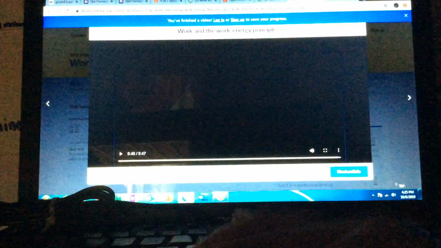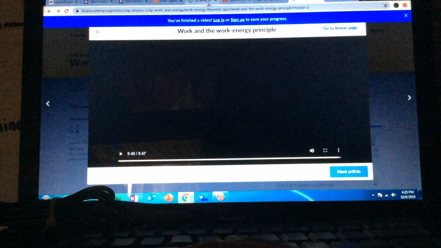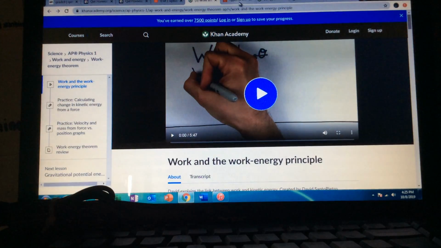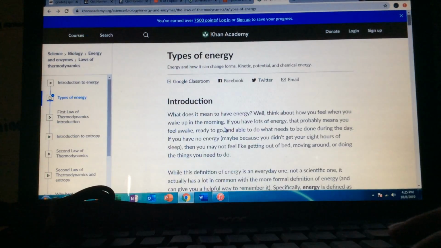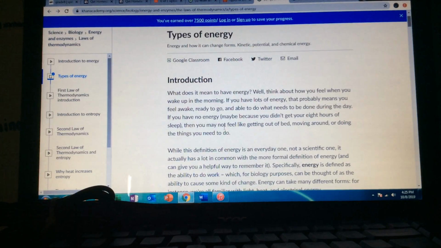Okay, now let's talk about energy. So there are also types of energy. First, what does it mean to have energy? Well, think about how you feel when you wake up in the morning. If you have lots of energy, that probably means you feel awake, ready to go, and able to do what needs to be done during the day. If you have no energy, then you maybe do not feel like getting out of bed, moving around, or doing the things you need to do.